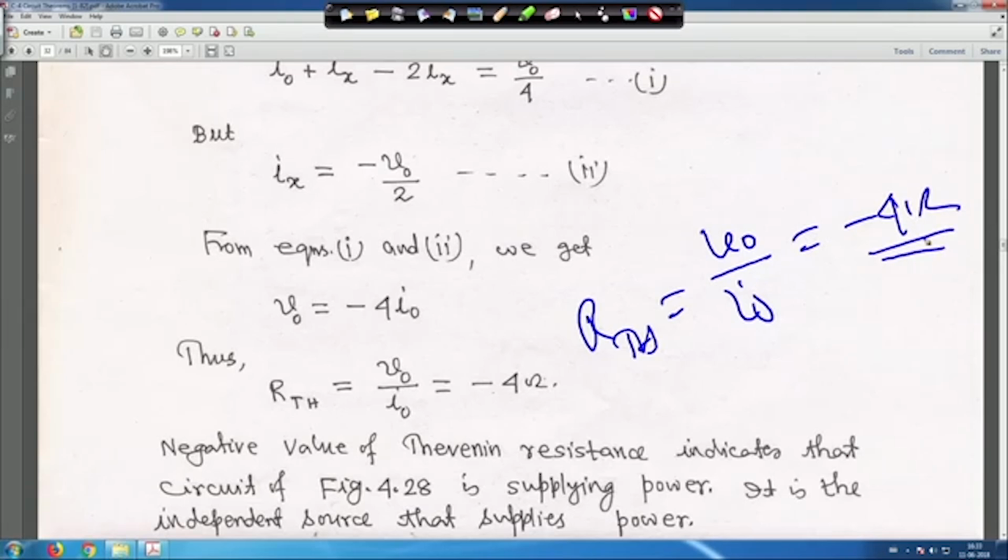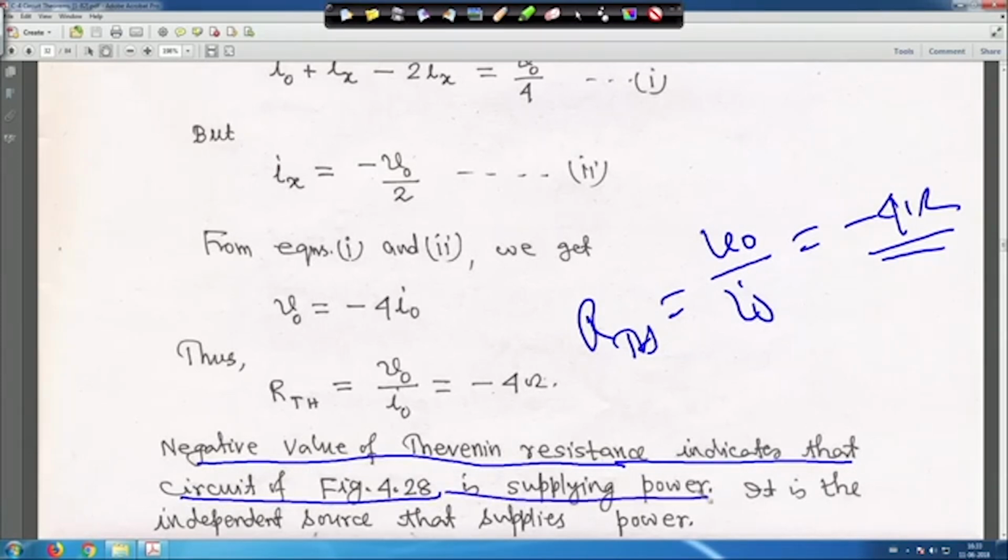I told you that when dependent sources are there in the circuit, there is a possibility that R Thevenin may become negative. So, it is minus 4 ohm, that means a negative value of Thevenin resistance indicates that the circuit, that is the circuit of figure 28, is supplying power. If a dependent current source is there, then there is a possibility that R Thevenin may become minus 4, that means the circuit is actually supplying power, this is the meaning.